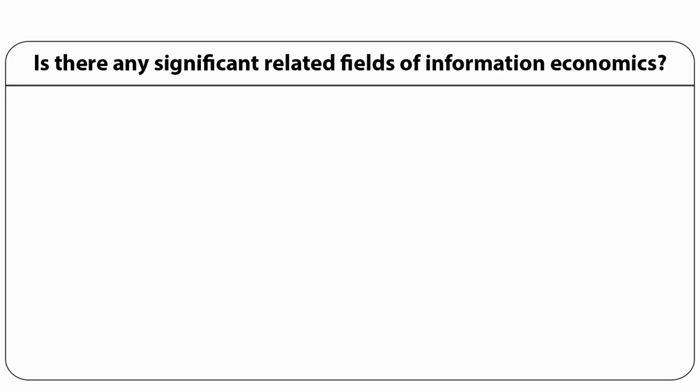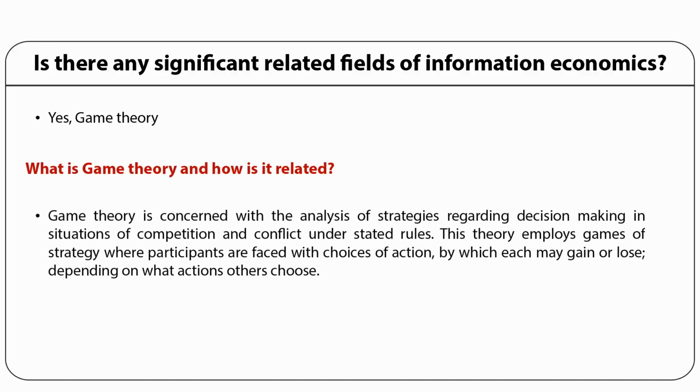Now, the question is, are there any significant related fields of information economics? Yes, game theory. Now, the question is, what is game theory and how is it related to economics of information? Well, game theory is concerned with the analysis of strategies regarding decision making in situations of competition and conflict under stated rules. The theory employs games of strategy where participants are faced with choices of action by which each may gain or lose depending on what actions others choose.